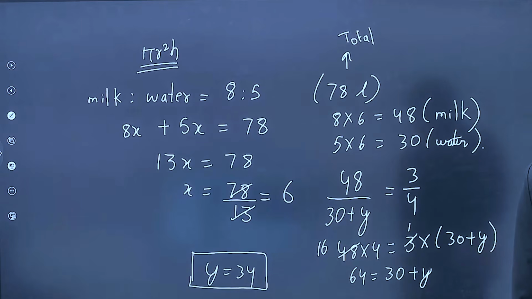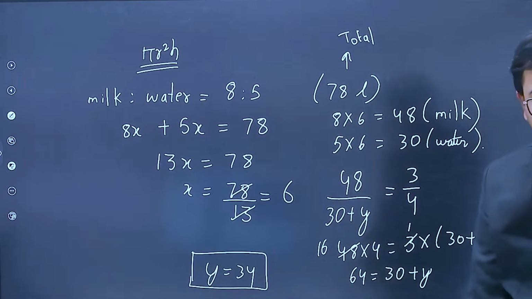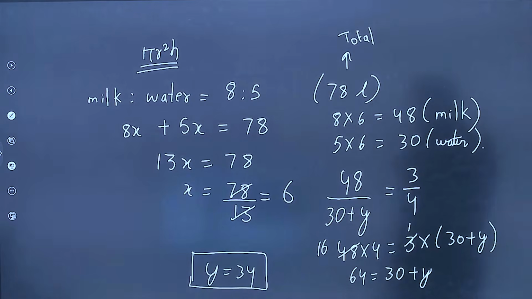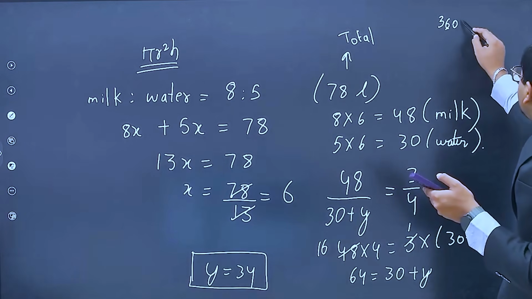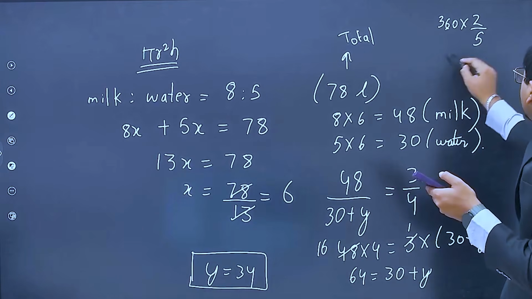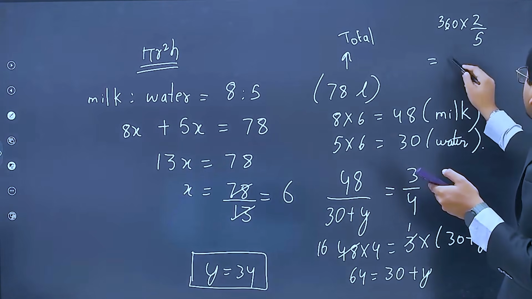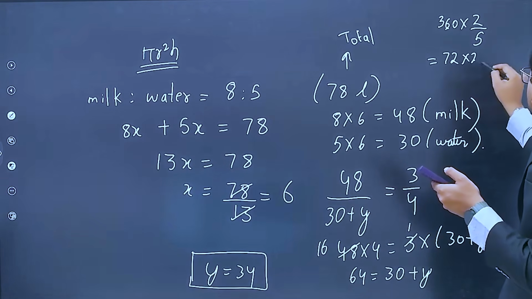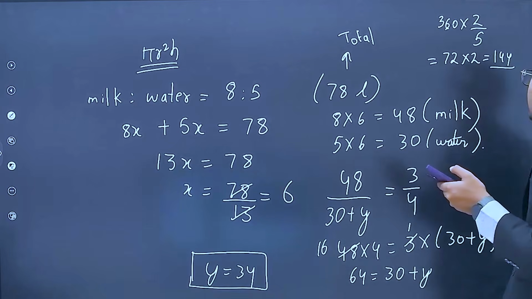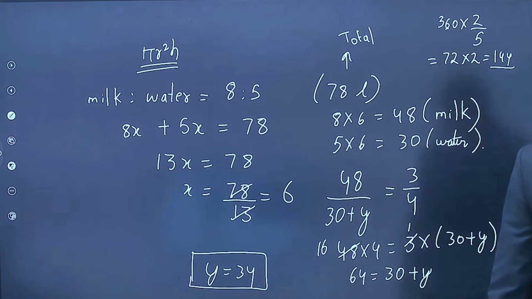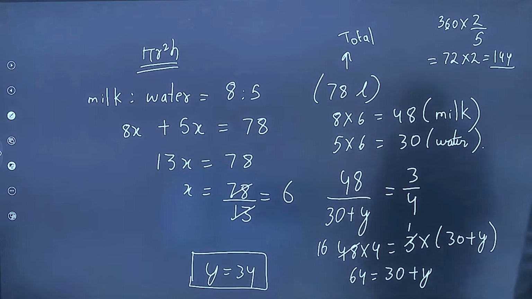So 360 of 2:5. 360 of means multiplication. You can just do 360 into 2/5. That would be 72 into 2, which is 144. Okay, 144. I think it is clear.